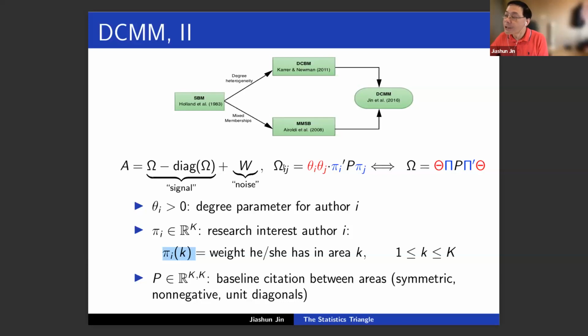This omega in the degree corrected mixed membership model has 3 layers. First of all, for every node, you use one free parameter to model the degree, and one K-dimensional vector to model the research interest. On top of that, we also need a K by K, very small matrix P, to model the baseline citation between different areas. For example, P12, the first row, second column, may be the citation exchange between a typical Bayesian author and a typical nonparametric author.